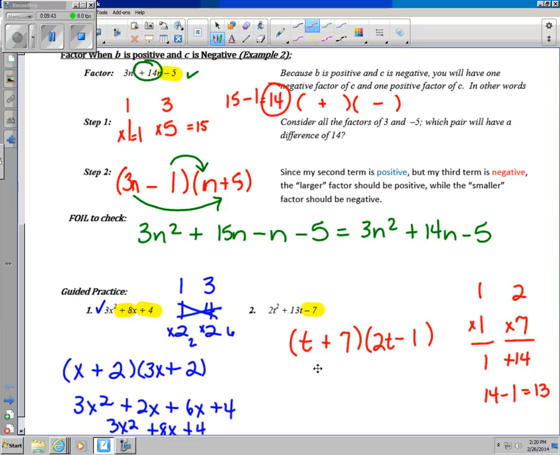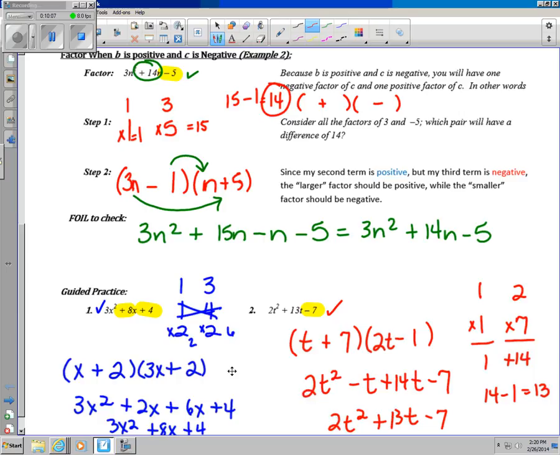So let's FOIL. t times 2t is 2t squared. t times negative 1 is negative t. 7 times 2t is positive 14t. And 7 times negative 1 is negative 7. Combine like terms, 2t squared plus 13t minus 7. And that checks.